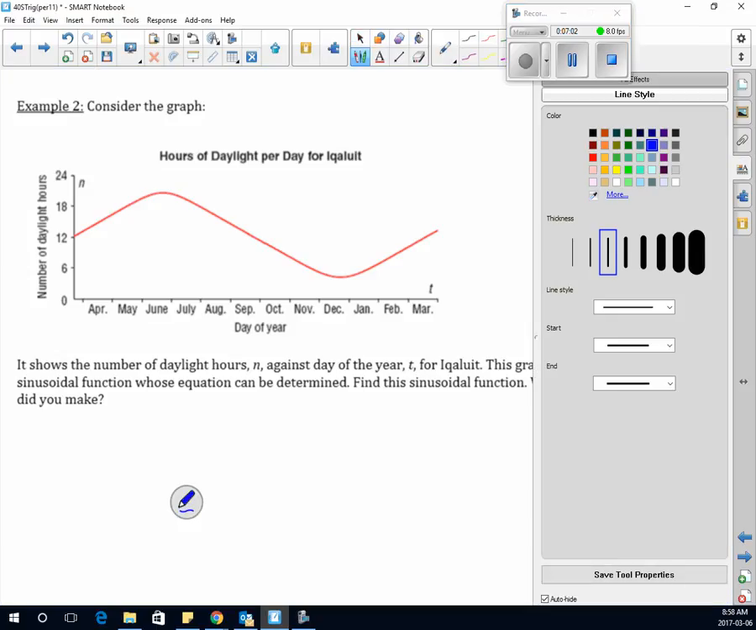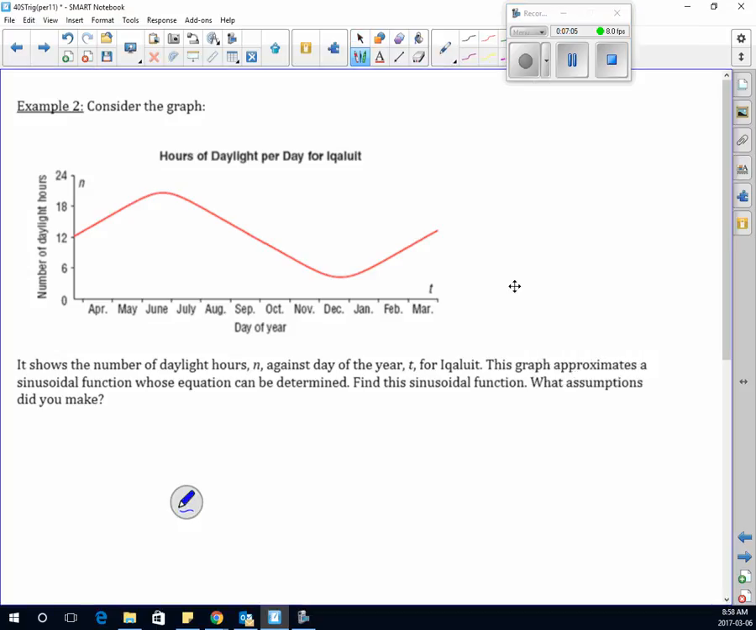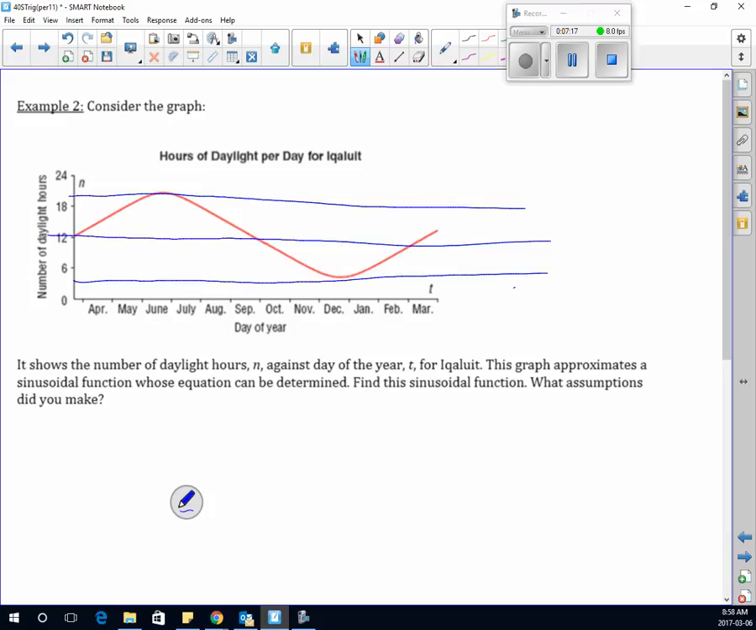So what's the max? What's the min? We're going to be approximating, right? It looks like my k is 12, yes? What do you think that is? Min is 3? Okay. That means I'm going up by 9. So then this would have to be 21. Does that look like a 21?